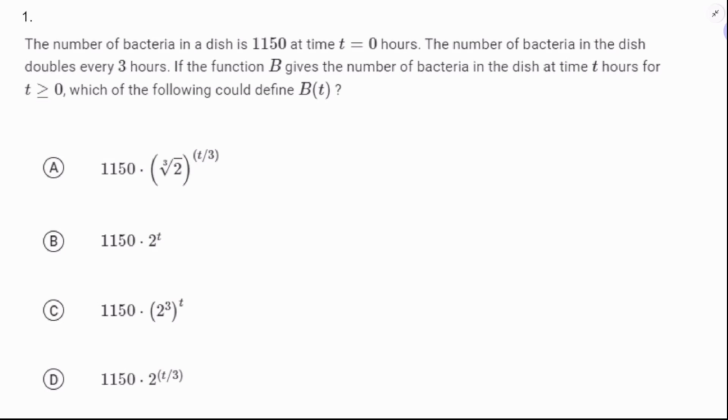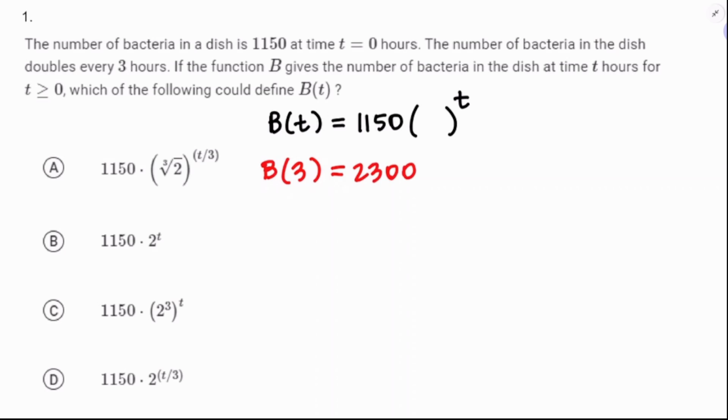The number of bacteria in a dish is 1,150 at time 0. The number of bacteria in the dish doubles every 3 hours. So we know our formula for b of t is going to be the starting value, 1150, times some number to the t power. And I think what I'm going to do is use the information that they gave me. Doubled after 3 hours. Well, that means that b of 3 is going to equal 2,300, if I double 1150.